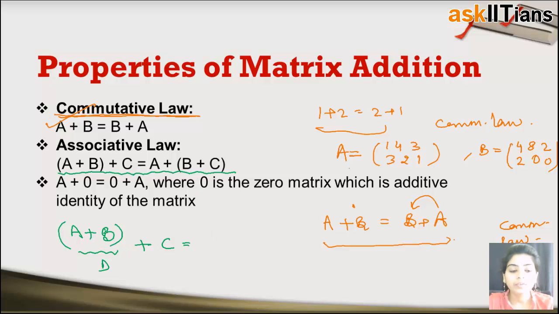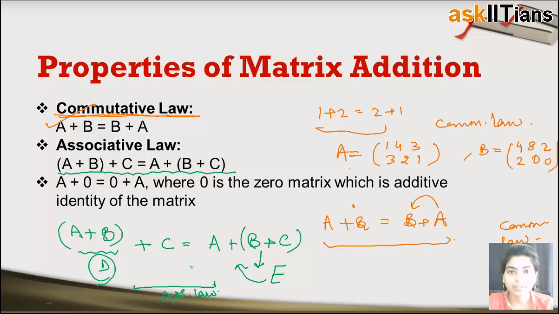So if A plus B gives a matrix D and I add this resulting matrix D to a matrix C, then this would be the same as if I add matrix B plus C, which gives, suppose, a matrix E, and I add this resulting matrix to A. The result in both the cases would be the same. This is known as associative law.